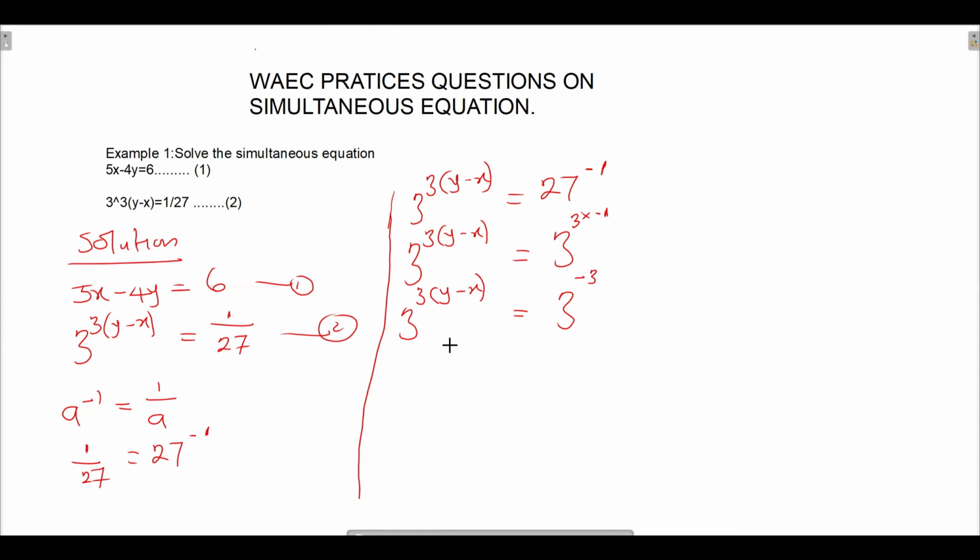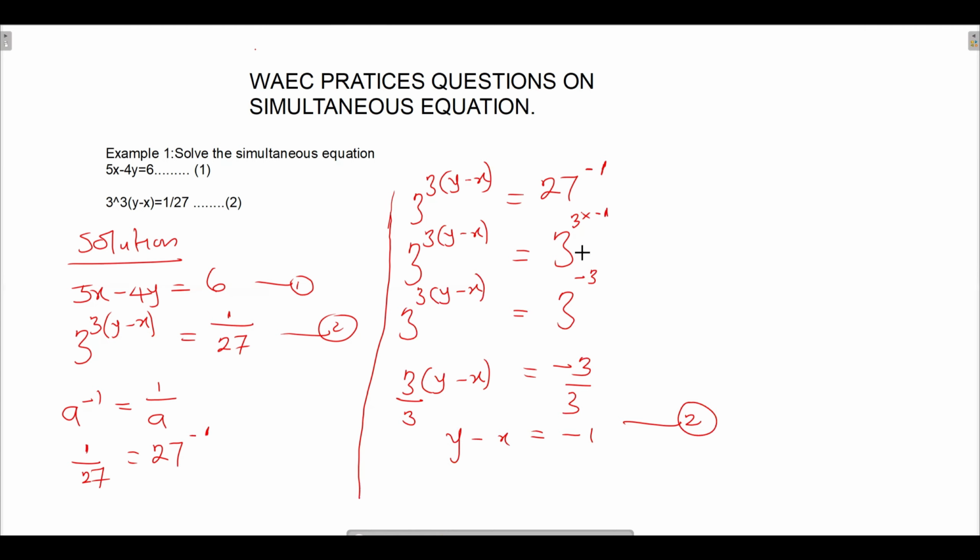Now, if they have the same base, the powers will also be equal. Since the base here is 3, and the base here is 3, and we have an equality sign, we say 3 into bracket y minus x equals minus 3. If we divide both sides by 3, just to simplify the equation, we have y minus x equals minus 1. So we have simplified our equation 2 to be y minus x equals minus 1.